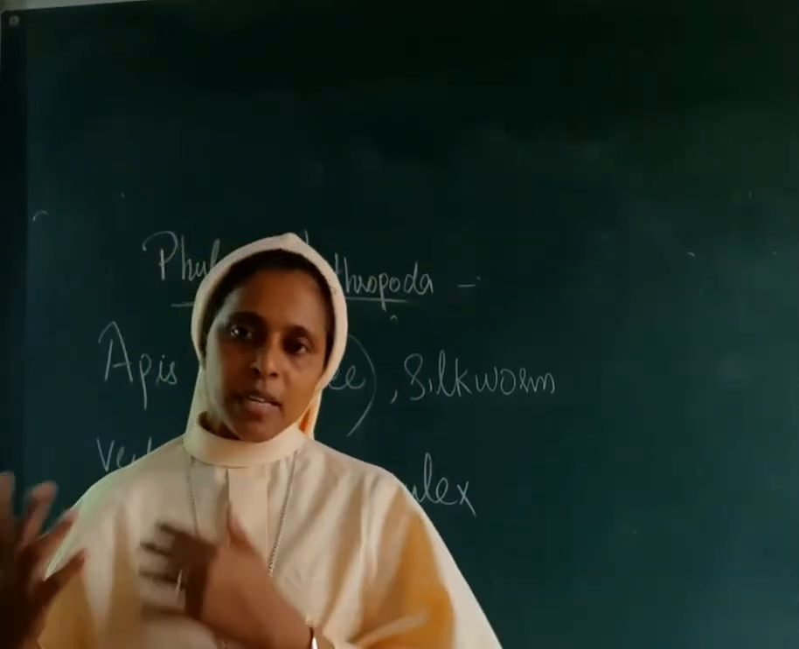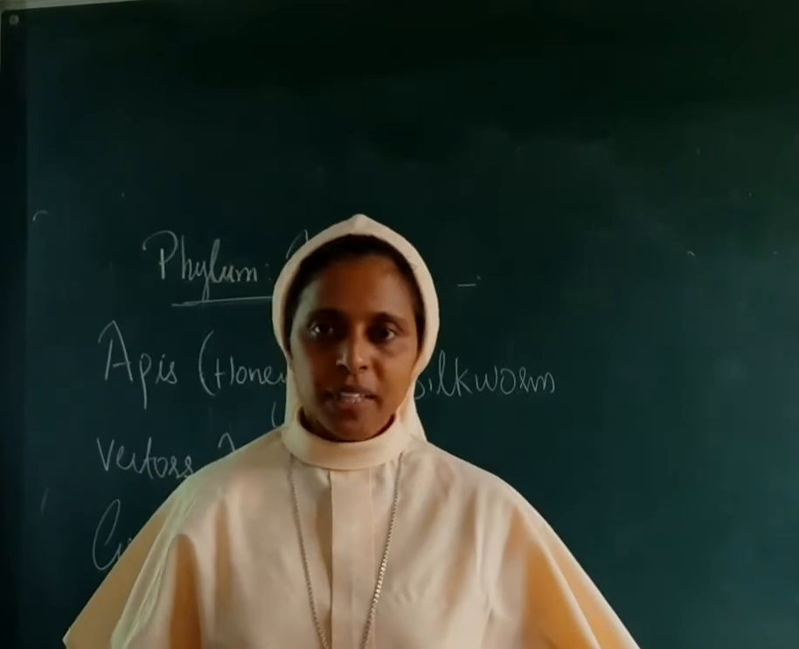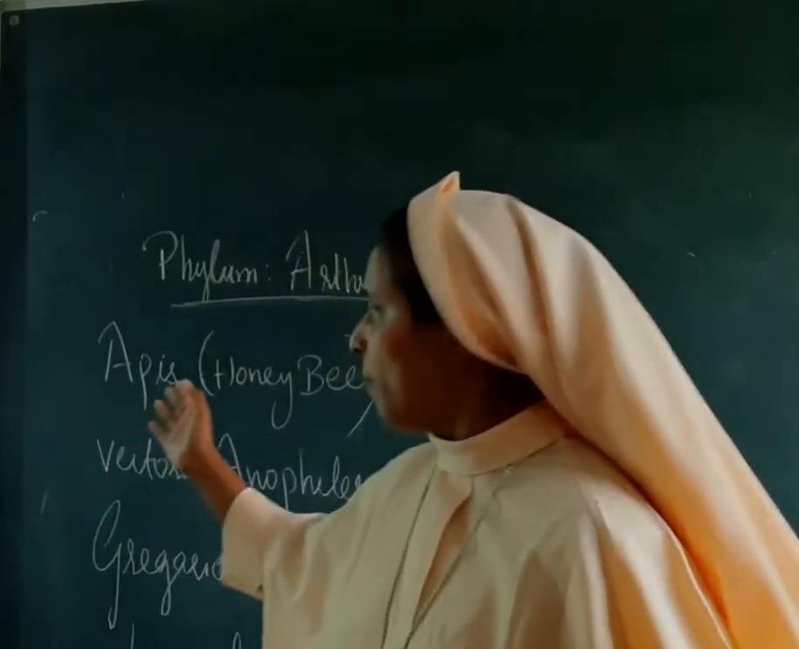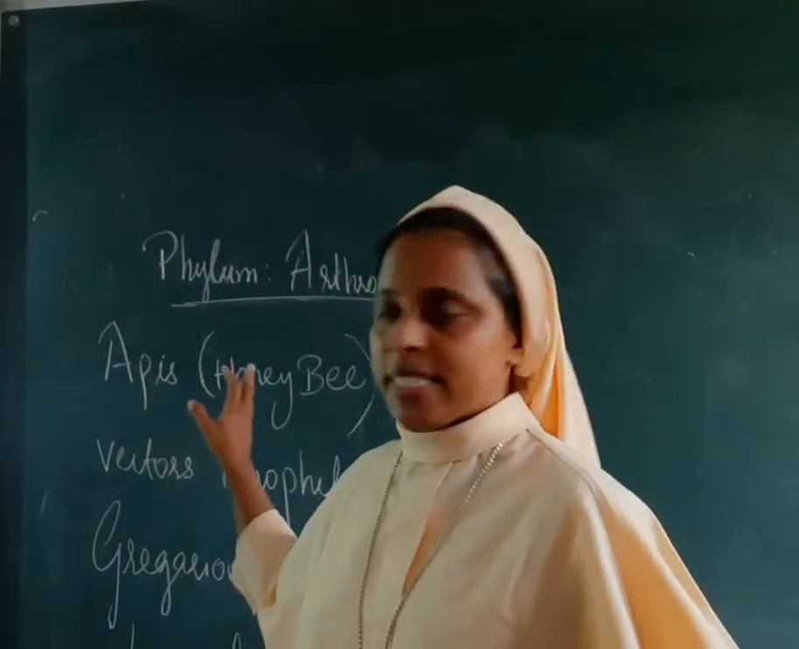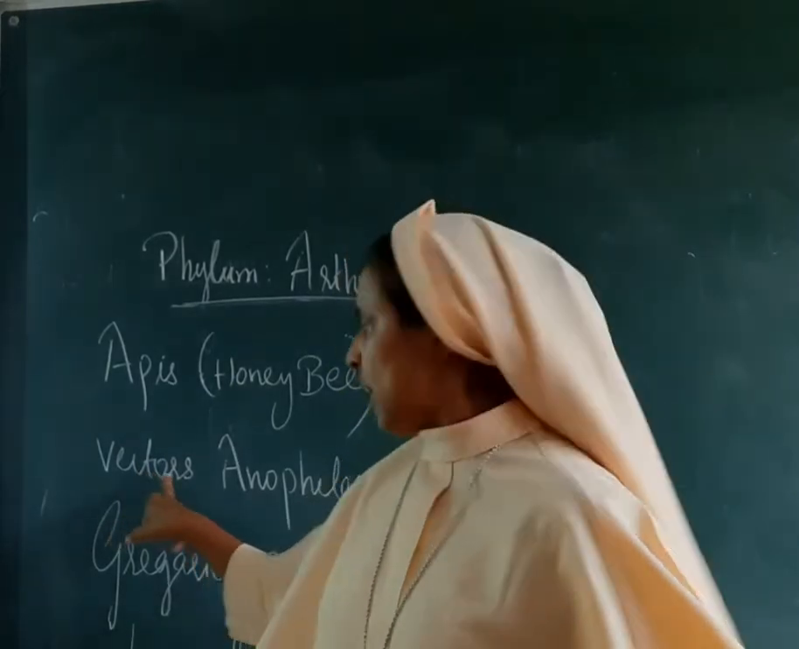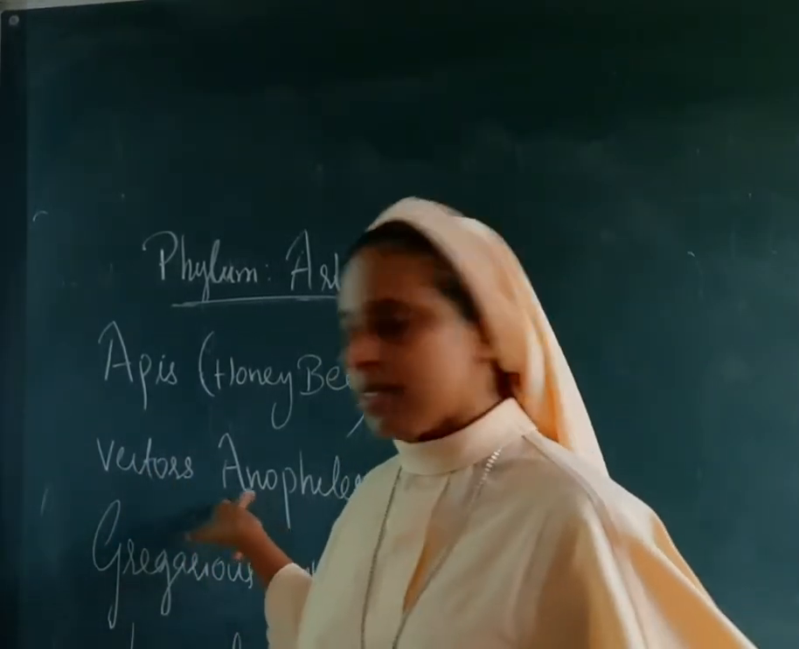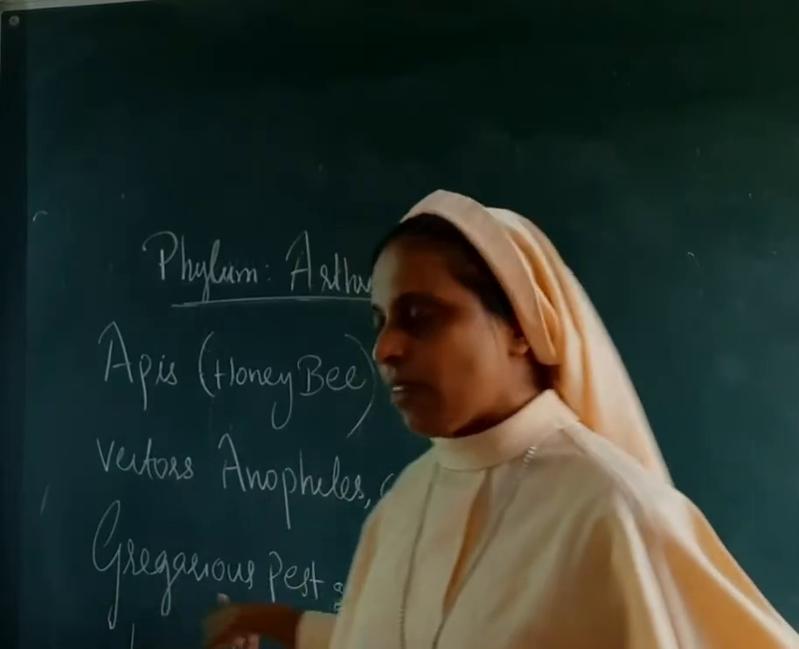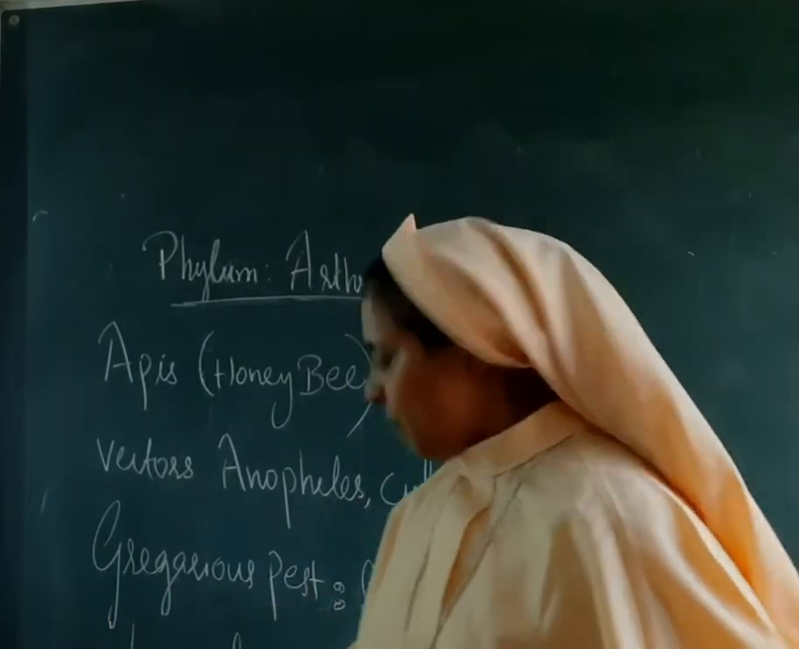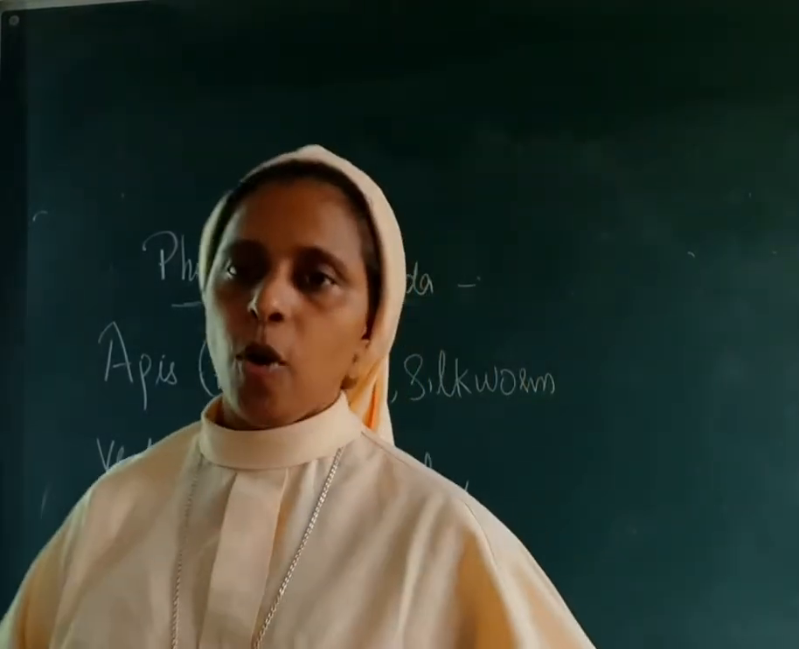Then development may sometimes be direct, sometimes indirect. And we have learned some of the economically important pests: Apis, silkworm, and as vectors, for example, Anopheles and Culex. The gregarious pest we have learned is locust, and the living fossil is the king crab or Limulus.